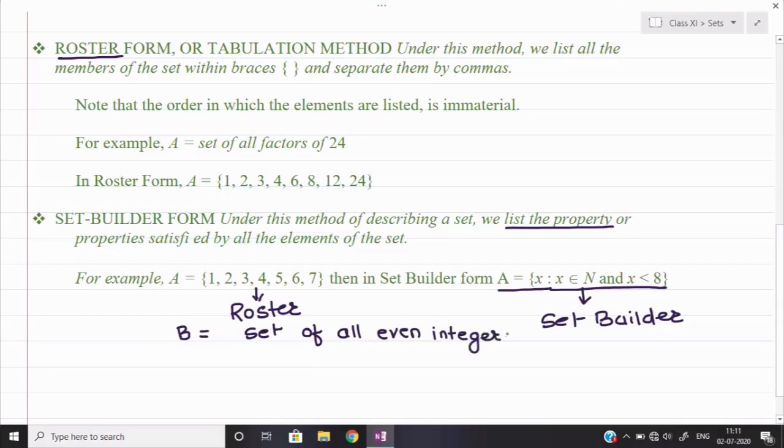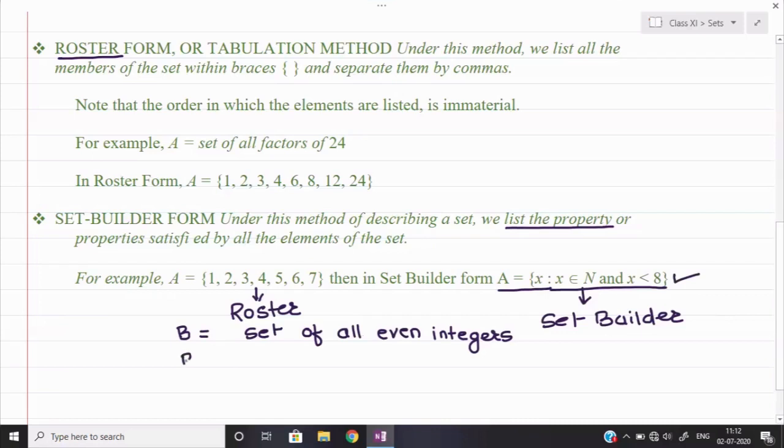If I want to write down all the even integers, how can I express this? This way of writing in language form we will not use, because in the introduction I used B is equal to set of all even integers, but now we need to use this particular format only. So we need to describe it in a proper manner. How can I describe it here?